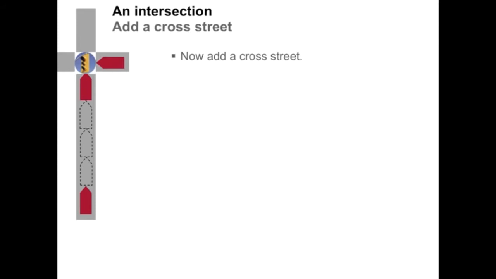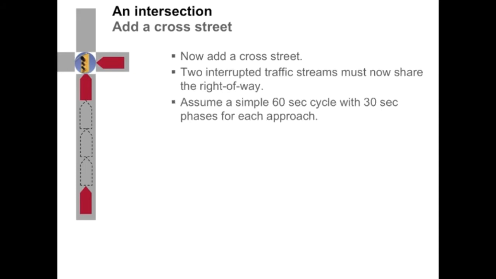So if this particular roadway is an arterial with traffic signals, as we often encounter, what happens when we add a cross street? So basically this creates 2 interrupted traffic streams that now must share the right-of-way in this intersection right here. And if it's controlled by a traffic signal, we can make some assumptions about how long the cycle is. And let's just say, for the sake of discussion, that we have a 60-second signal cycle, and that there's a balanced set of flows with 30-second phases for each approach.